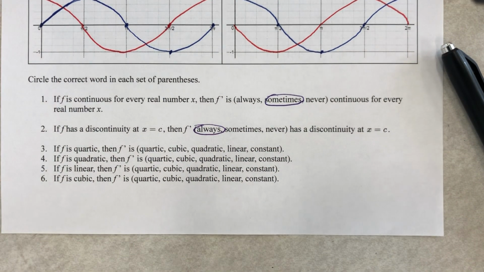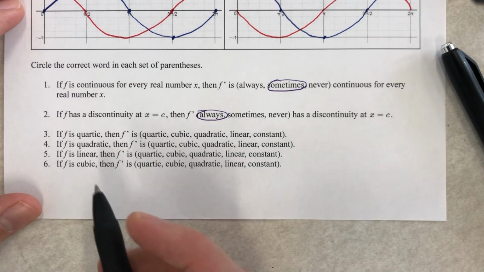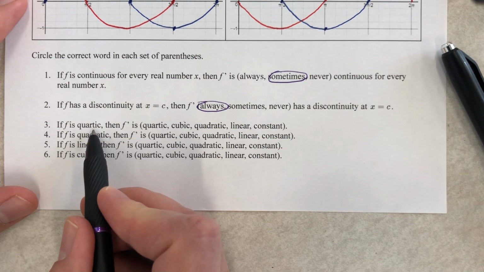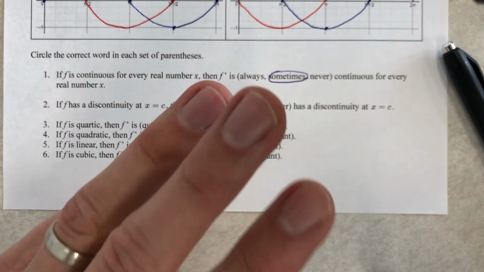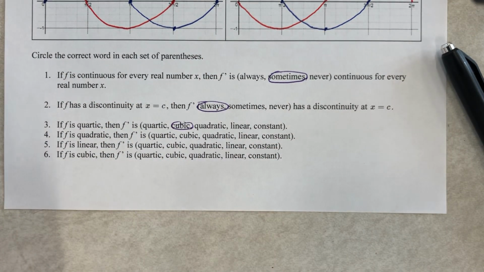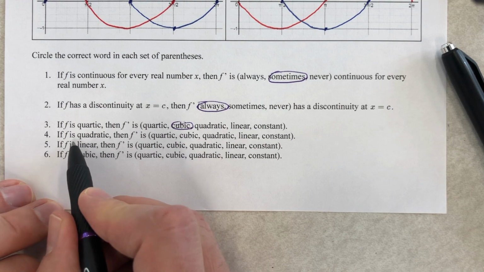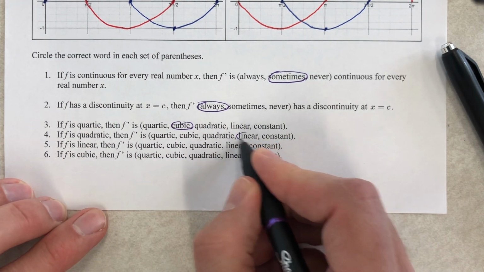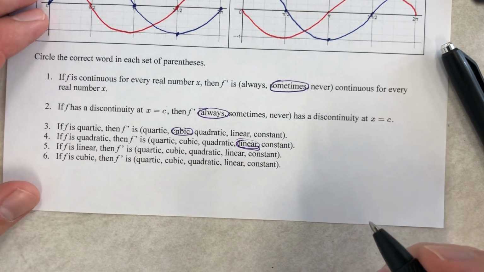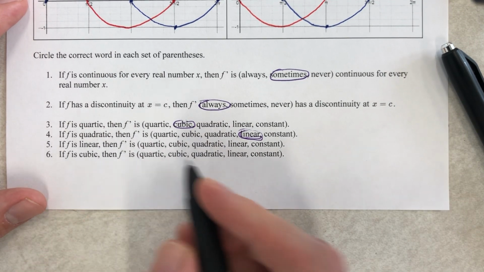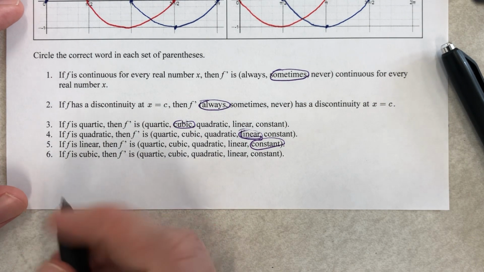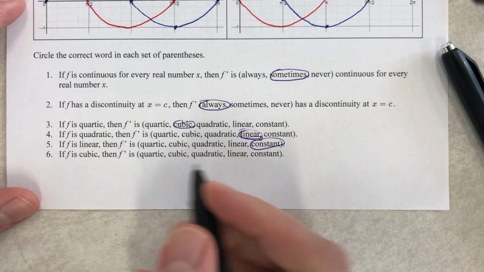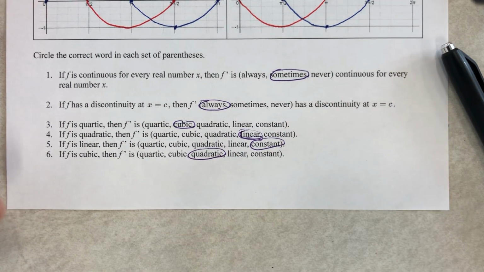Okay, now let's think back about the shortcut, the derivative shortcut. If f is quartic, that means it's to the fourth power, then the derivative is, okay, we had something to the fourth power, we take the derivative, now it's cubic. Okay, this part should go fast. If the function is quadratic, we get, whoops, linear. My aim was off. If the function is linear, then the derivative is just a constant. If the function is cubic, then the derivative is quadratic. There we go.